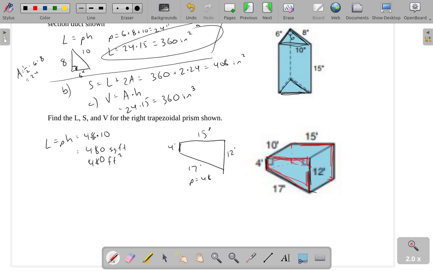Alright, so that's L. S is L plus the top plus the bottom, so L plus 2A. Well, I guess it's not top and bottom here, it's the left and, or the front and the back, maybe. I don't know. Whatever, the two bases. So I need to find the area of this trapezoid. And if you remember, or if you look up your formula for the area of a trapezoid, it is going to be 1/2 times B plus B, B1 plus B2, however you want to call that.